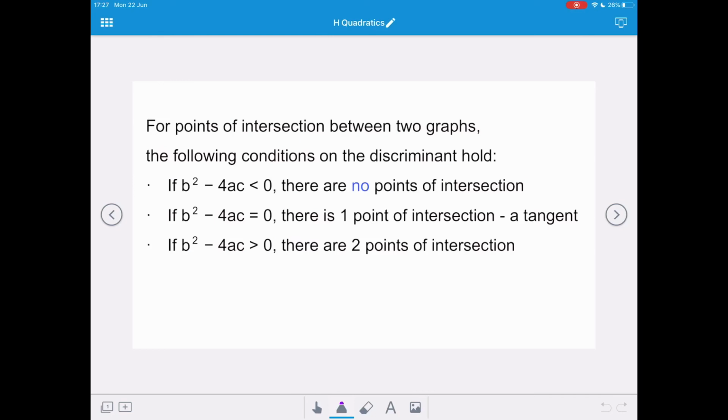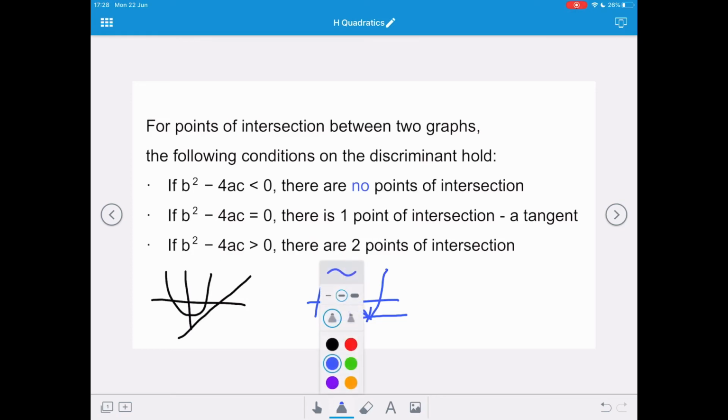So for points of intersection between two graphs, the following conditions on the discriminant hold. If b squared minus 4ac is less than 0, there are no points of intersection, so the graphs don't touch. If b squared minus 4ac equals 0, there is one point of intersection, so it means that our graphs will be tangents to each other. Now, finally, if b squared minus 4ac is greater than 0, then it means that there are 2 points of intersection between our graphs.